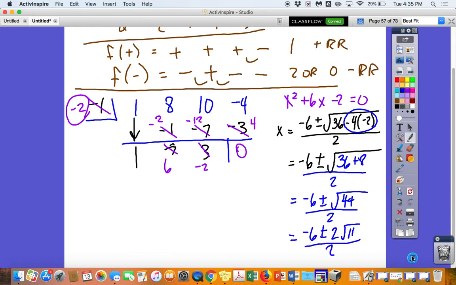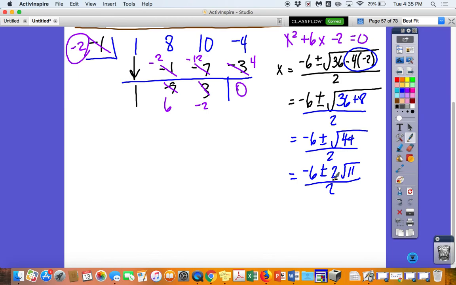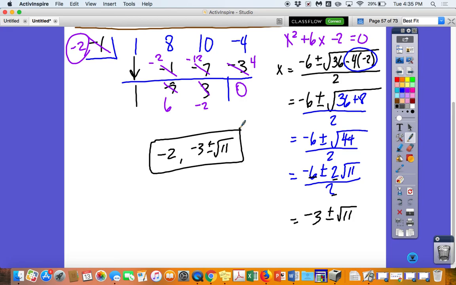But once again, you can reduce. You reduce all 3 of these by the same value, so everything divided by 2. So that leaves me square root of 11. So I've got negative 2, and then I've got negative 3 plus or minus square root 11. Those are all my zeros.